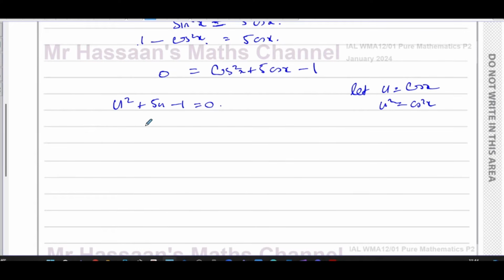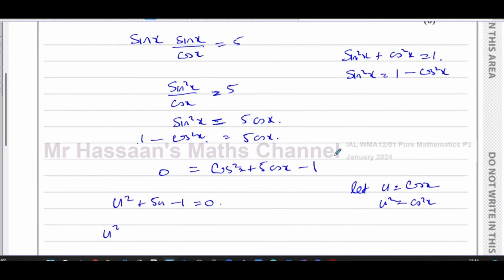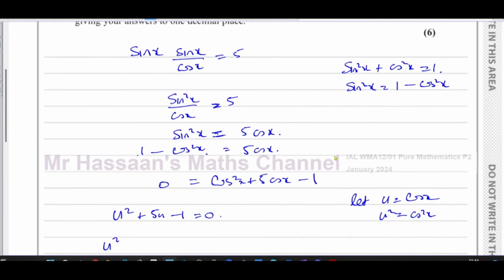Now, if we complete the square here, we have u squared. Let's see if I've done something silly here. I don't think so.